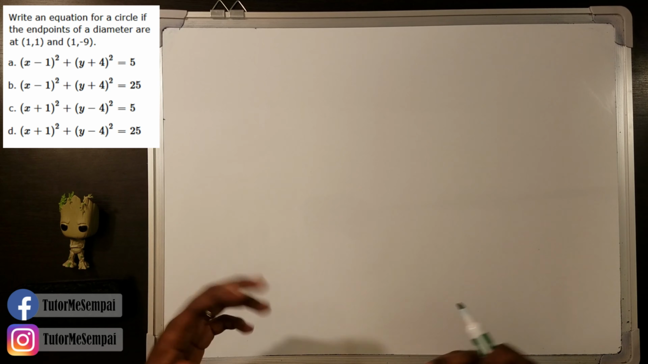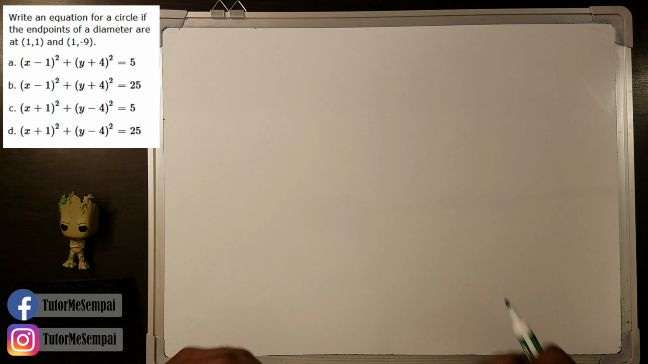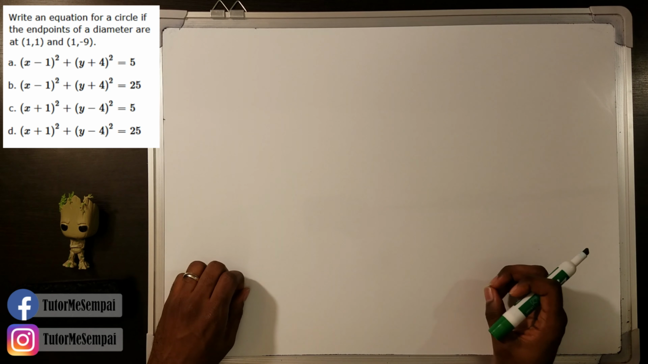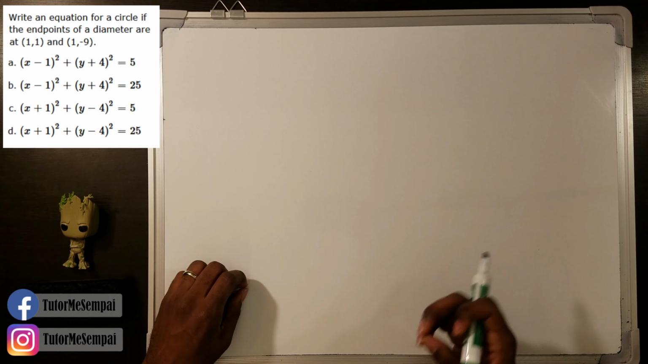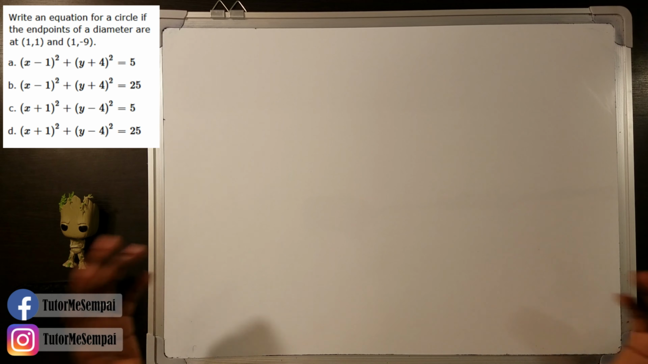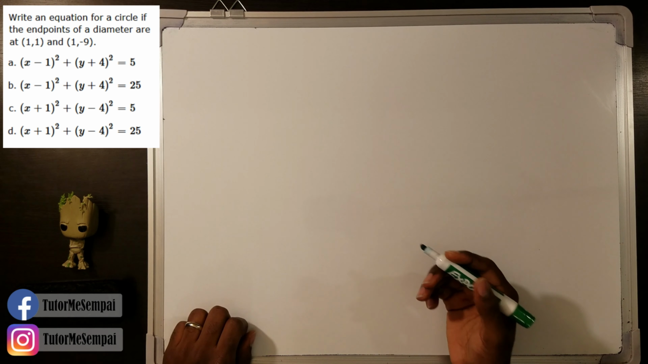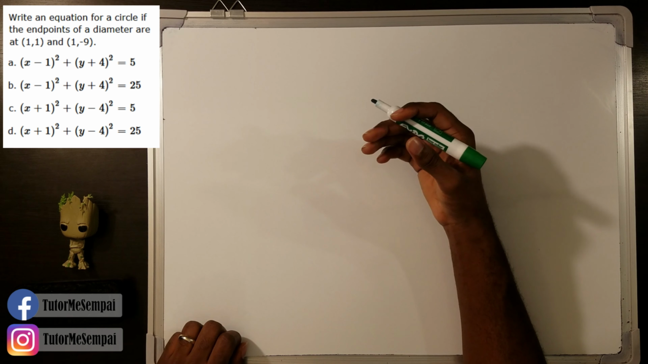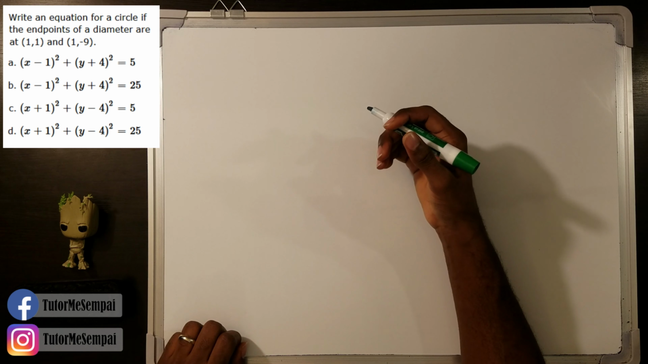So we talked about the equation of a circle in standard form. We talked about these circle components that are going to be necessary. We also talked about how to find the radius and how you can derive our standard form of our equation from the distance formula. Now we're going to put all that together and tackle our question for today. As you see, it says we need to write an equation for a circle if the endpoints of a diameter are 1, 1, and 1, negative 9.